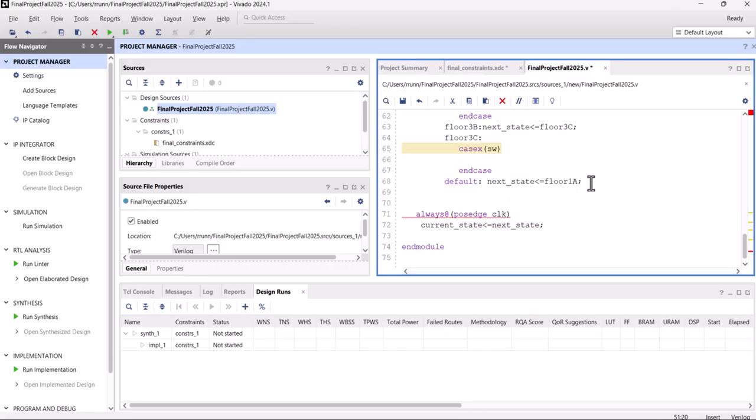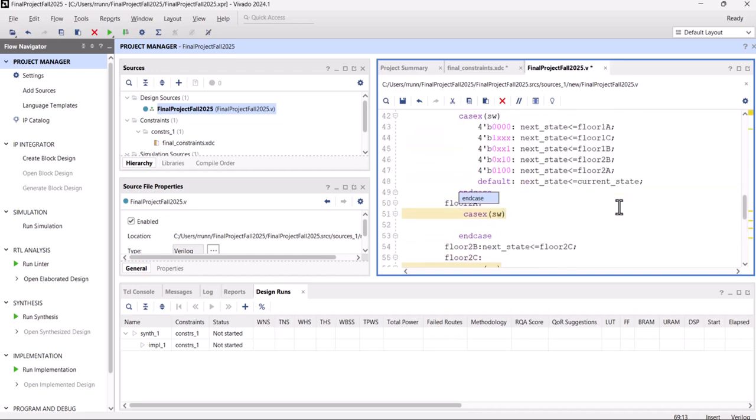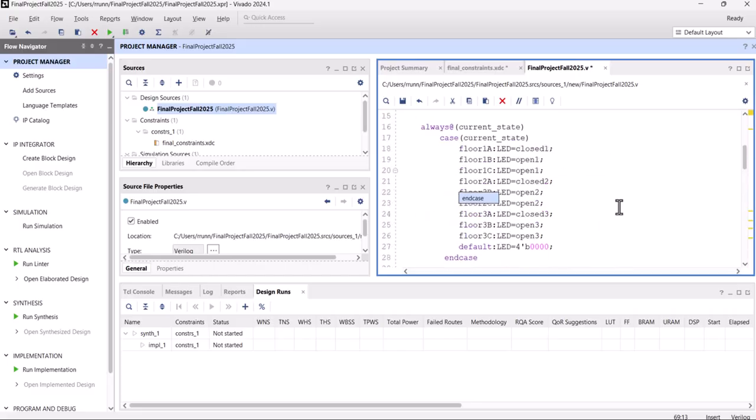And I'm missing something here. What am I missing? I'm missing my end case. Yep. Alrighty then. Okay, good luck.